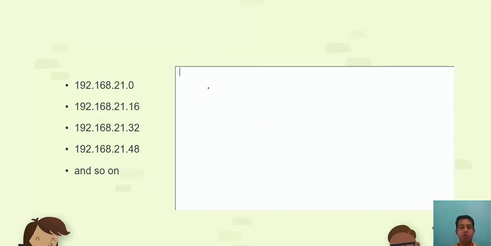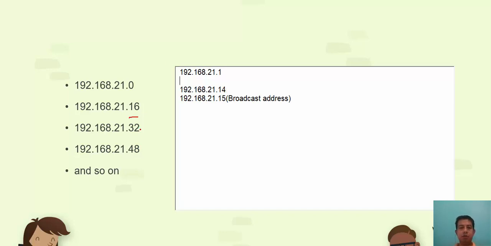So the first subnet is 192.168.21.1 up to 192.168.21. Just before 16, the next subnet starts from 16, so this is 15. 15 is the broadcast address. So the IP address just before it, 192.168.21.14, is the last valid host of my first subnet. So this you can do for all the subnets.